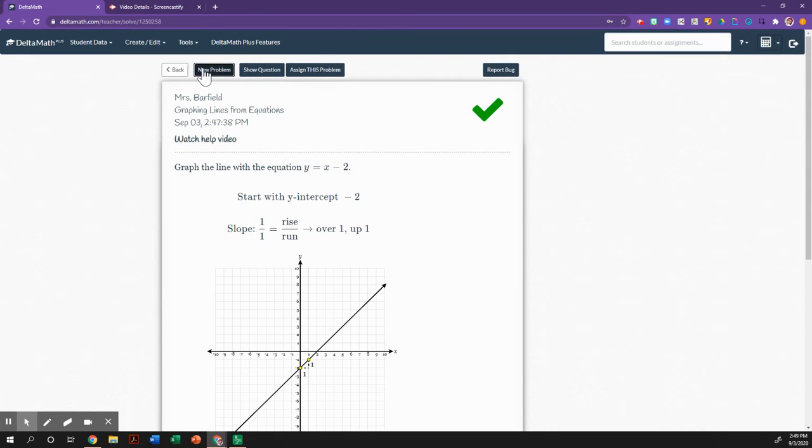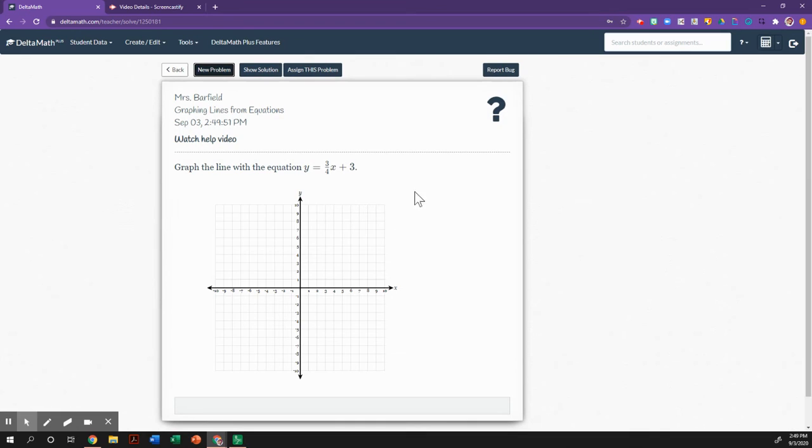All right, new problem. I got y equals 3/4 x plus 3. So I'm going to go up to 3 and plot my y-intercept. Now I'm going to use my rise over run. So I'm going to rise 3, 1, 2, 3. Notice I rise 3 from the first point that I graphed, and I'm going to run 4: 1, 2, 3, 4. I went up and then to the right because I have a positive fraction. Then I'm going to click submit.